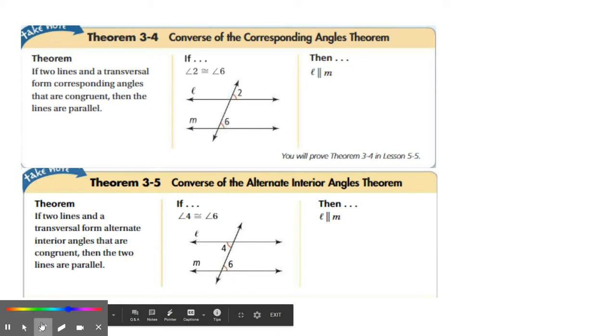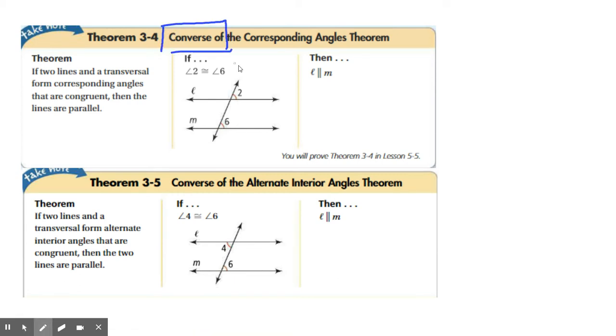Okay, so you're going to notice that each of these has the word converse in them. If you remember from our 2-2 days, a conditional is an if-then statement. If you take the two portions of the if-then, the hypothesis and conclusion, and you flip-flop them, you have the converse. So in the previous section, we knew parallel lines were given to us, so we could prove that these angles were congruent or supplementary. Well, now we're doing converses of these angles.